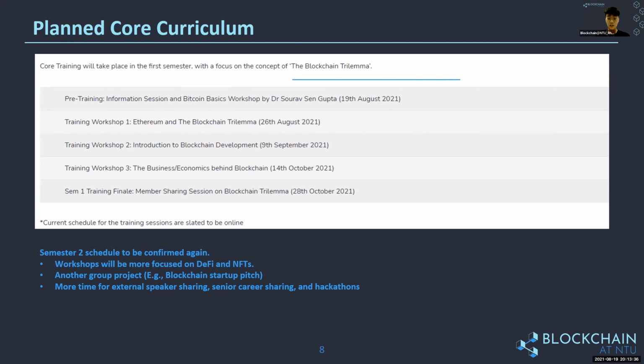The semester 2 schedule will likely be focused on the topic of DeFi and NFTs, decentralized finance, as well as non-fungible tokens, as well as a second group project that might be something along the lines of a blockchain innovation pitch. These details are still being confirmed and will be updated accordingly. Lastly, there will be ad hoc career sharing sessions, and we will try to leave some free time for hackathons.